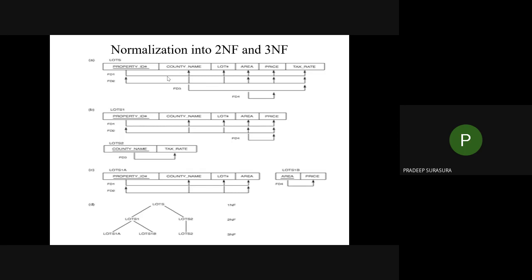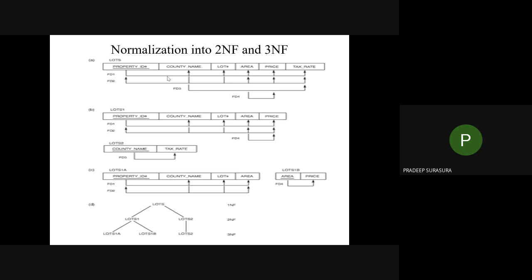Now, after satisfying second normal form, we proceed with third normal form. In third normal form, we observe that area is not part of the key. Area does not fall in the prime attributes, and it holds a transitive dependency with the price.